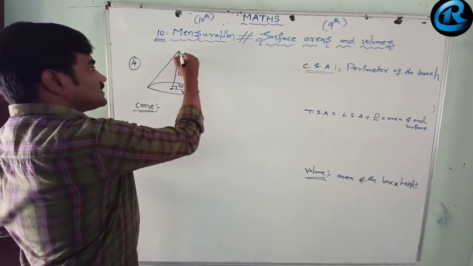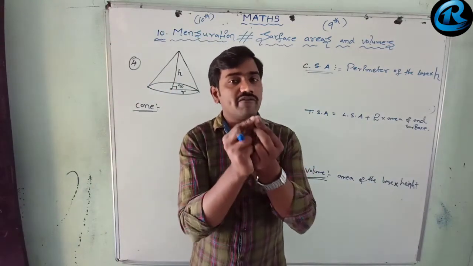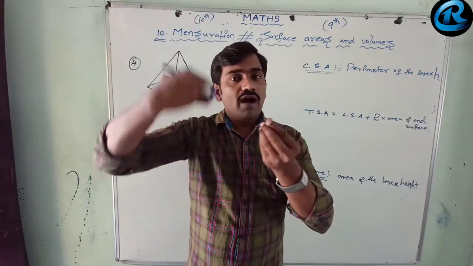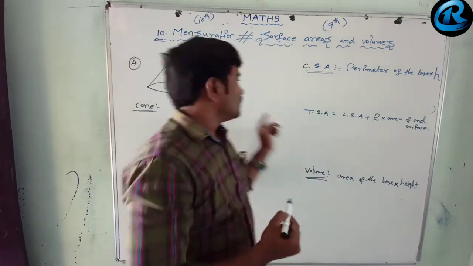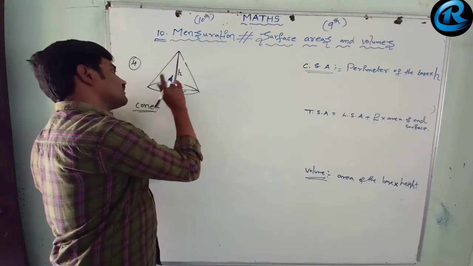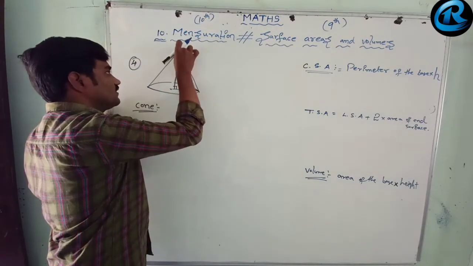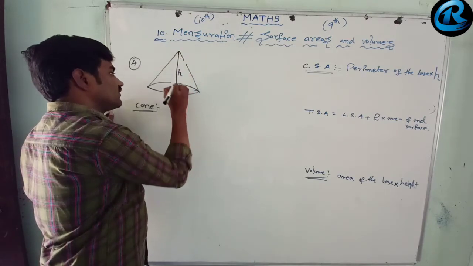Have you seen the birthday caps? The birthday caps are in the shape of a cone. What is the height of the birthday cap? From the vertex to the midpoint of the circle, the straight line is known as the height of the cone. This will be the height of the cone.